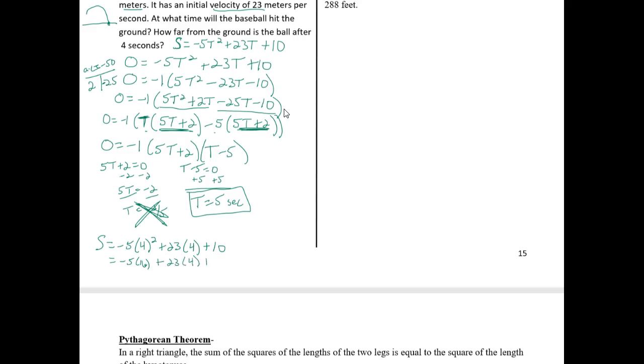And then we multiply. So negative 5 times 16 is going to be negative 80. Positive 23 times positive 4 is going to be 92. And then we add all this up. So negative 80, 92, and 10 leaves me with 22. And that was in meters. So at 4 seconds, the height will be 22 meters from the ground.